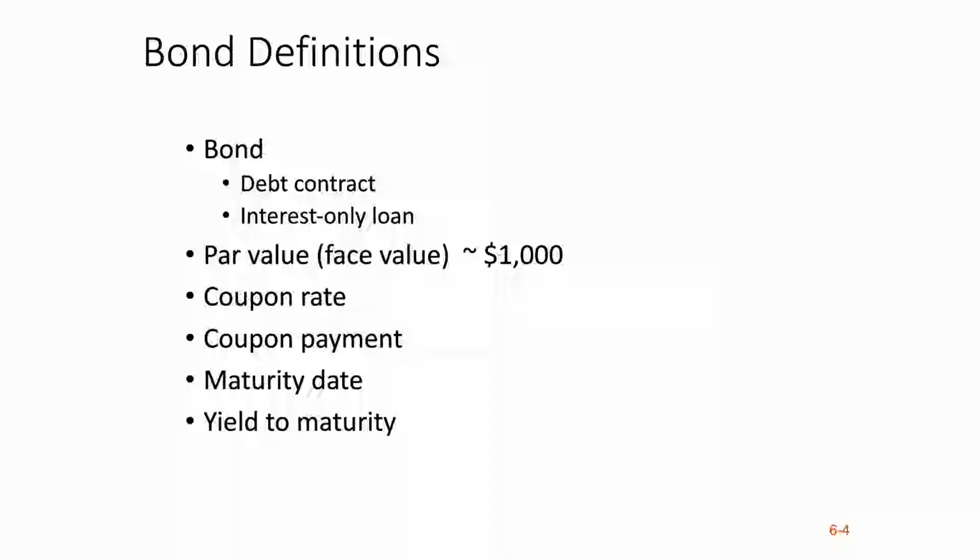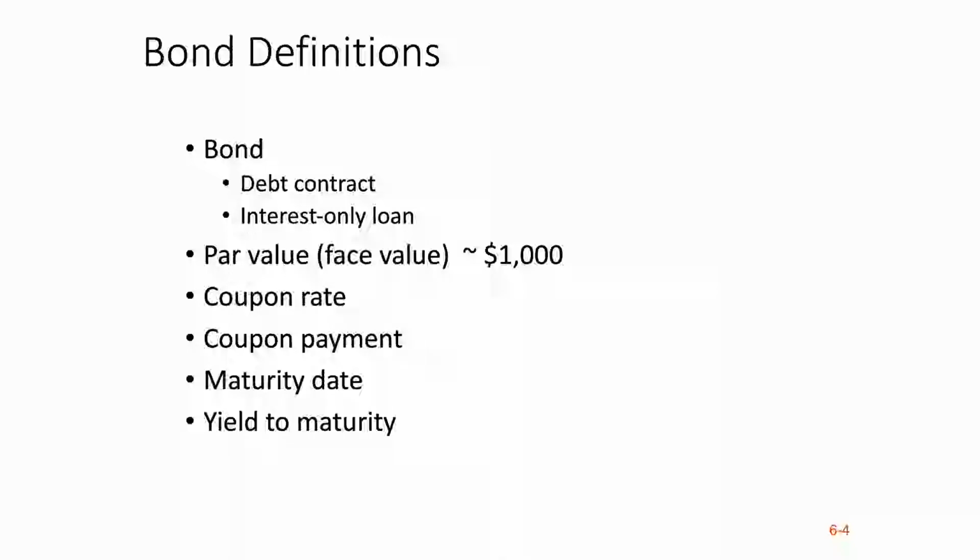A bond has a par value, also called face value. For this class, we're assuming each bond at its maturity has $1,000. Bonds carry a fixed interest rate. That rate we call the coupon rate. It is a fixed interest rate when they issue the bond. So you need to find out the interest payment. Now, the coupon rate is in percentage. The coupon payment is in dollars.